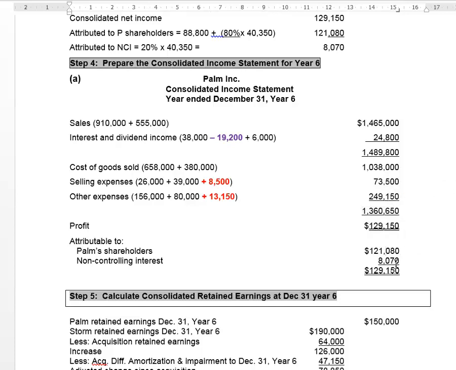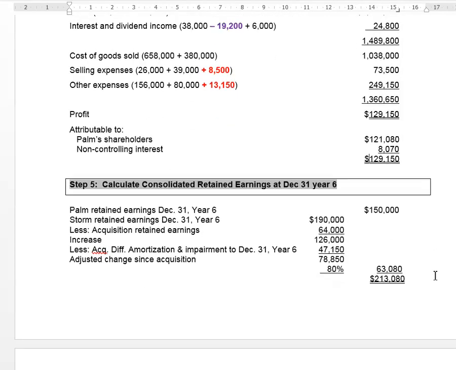The attribution we can take from the previous step, and we can see it's fully attributed. Now let's calculate the ending balance of retained earnings at December 31st, year 6. That would be our next logical step. Why? Because we need to prepare the consolidated balance sheet for POM. So in order to do that, we're going to need to calculate some income and balance sheet account amounts, and that would be the retained earnings and the NCI.